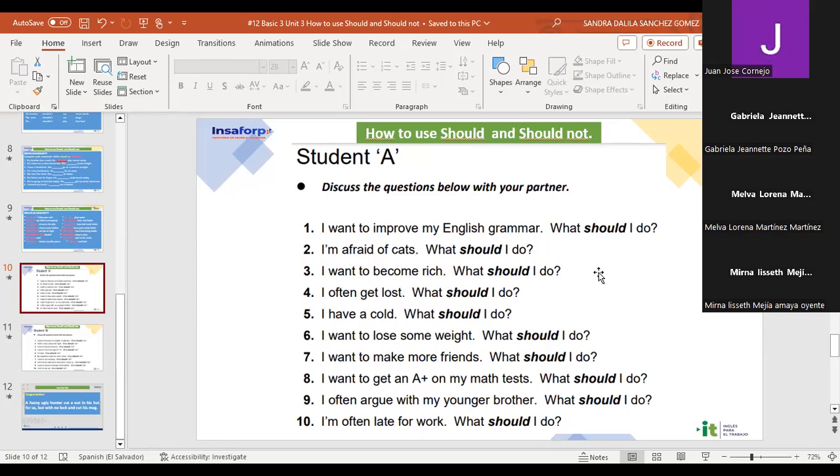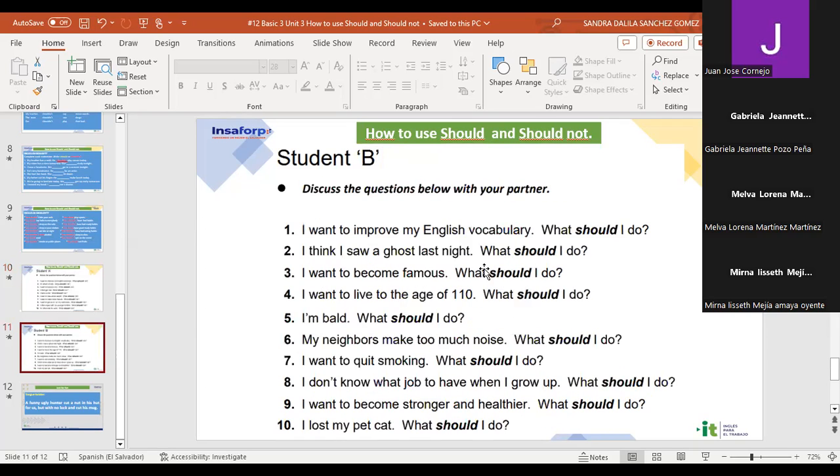No, but for my phone. Juan José, what happened? Ready. You are a student A, okay, but answer the question in the student B. For example, say, I want to improve my English vocabulary, what should I do? So you say the answer for this. Write on your notebook the answers. Or the student B. Clear, Juan?